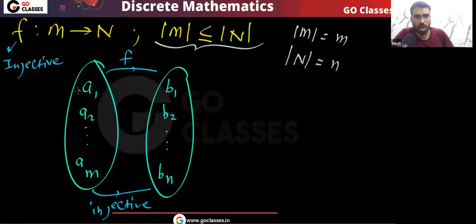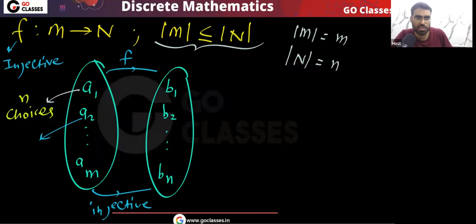So tell me, how many choices for A1? This A1 has a total of n choices, right? A1 can map to B1, or A1 can map to B2, or A1 can map to Bn. So there are n choices for A1.